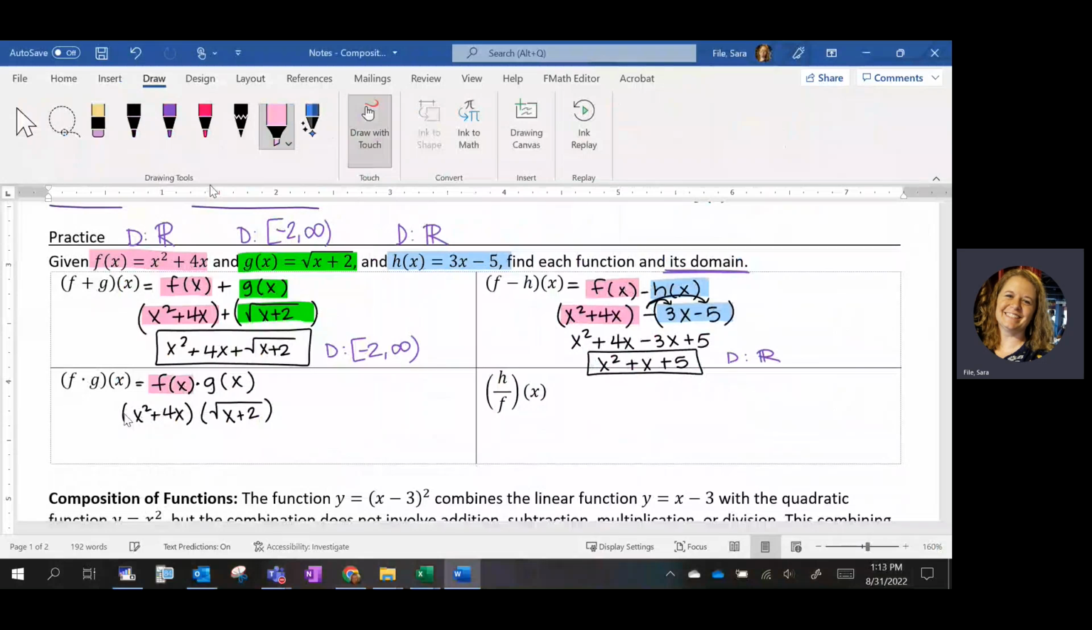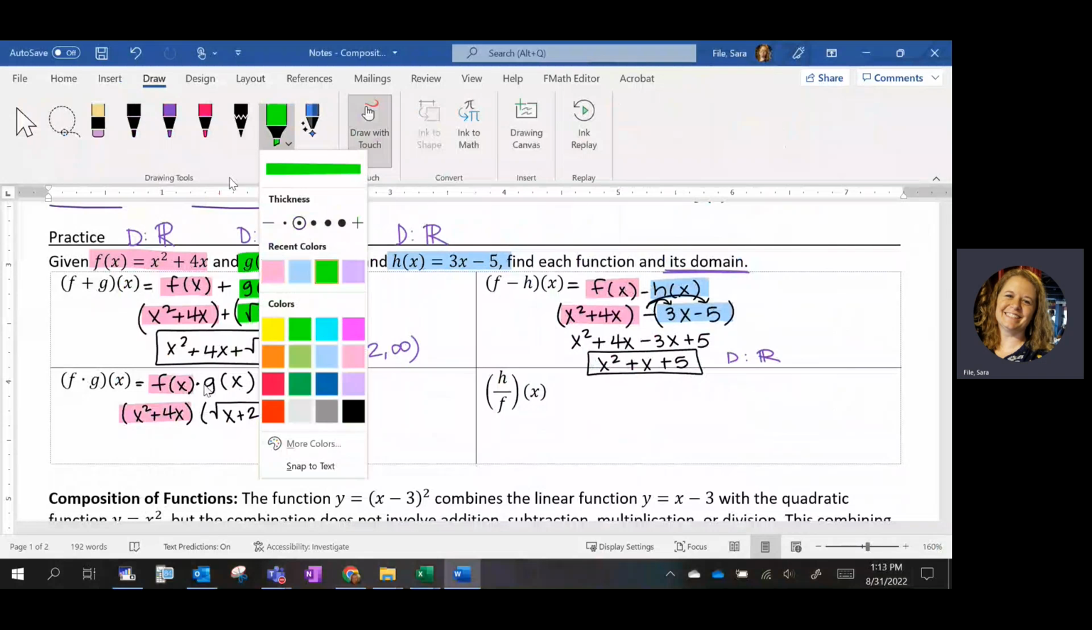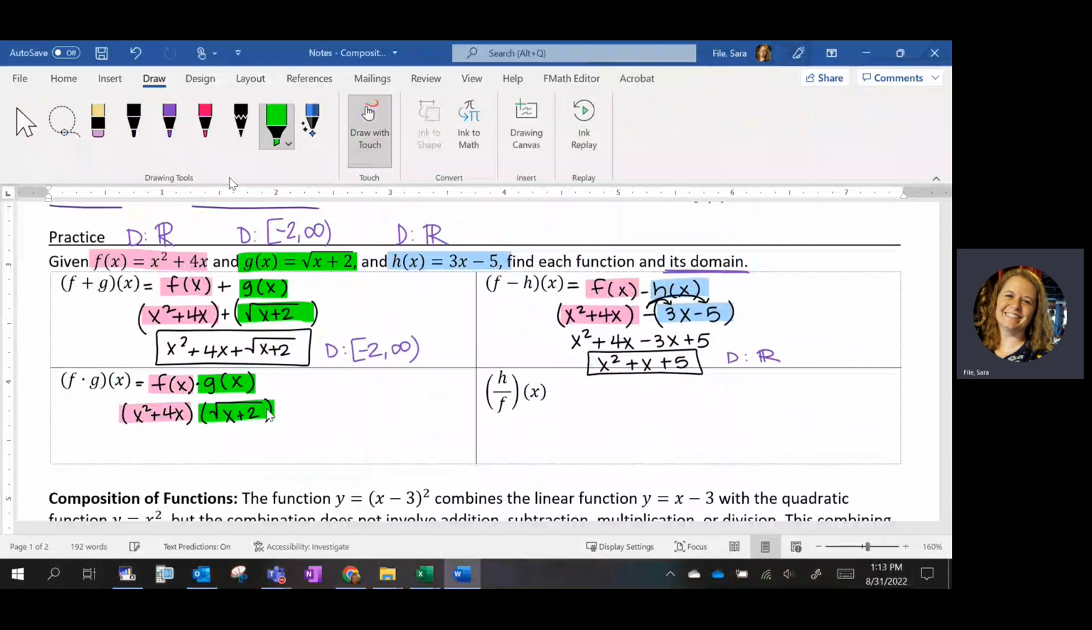So f of x plugged in here, and g of x got plugged in here. Well, when we're multiplying these together, what should I do? I have to distribute, right? So this radical, the square root of x plus 2, is going to get multiplied by both of the terms in the f of x function.